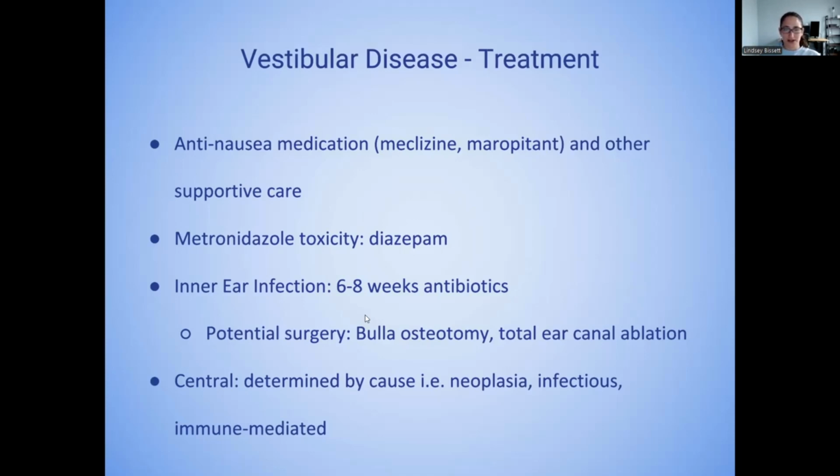Inner ear infections need a long course of antibiotics, about 6 to 8 weeks. And if that doesn't help, or if this is a recurrent issue for the patient, then we look at surgical options, such as bulla osteotomy and total ear canal ablation. If it is central, of course, treatment is determined by the cause. So neoplasia, which we'll be talking about with brain tumors in a little bit; infectious, so antibiotics depending on the type of infectious agent identified; and immune-mediated, so immunosuppression with steroids, cytosar, things like that.